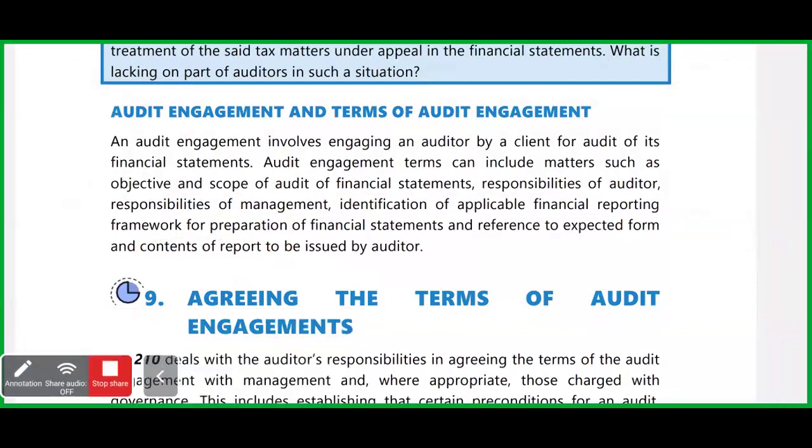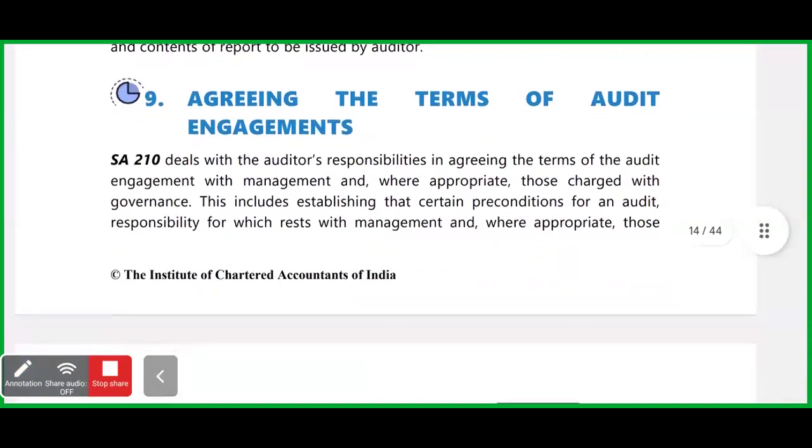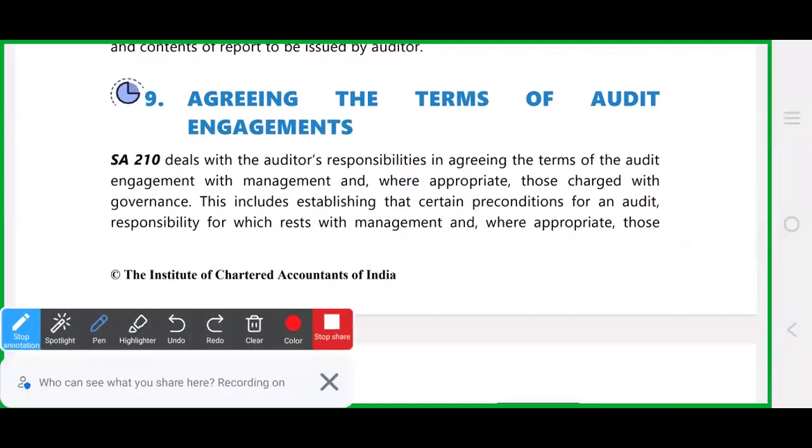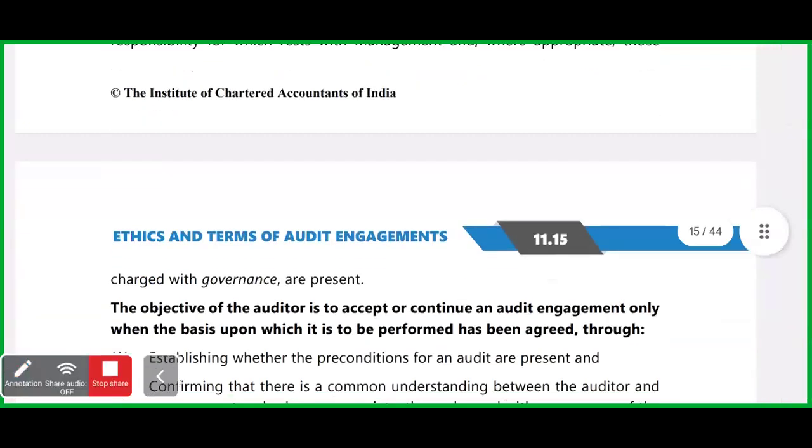Now, first of all, we see agreeing the terms of audit engagement. As SA 210 comes into picture here, it is the auditor's responsibility that he has to agree the terms of audit with the management. Whenever an auditor comes into picture, there are basic terms and conditions. Those are called preconditions for audit. And it is the auditor's responsibility that he has to check whether he is independent enough for carrying this audit or not.